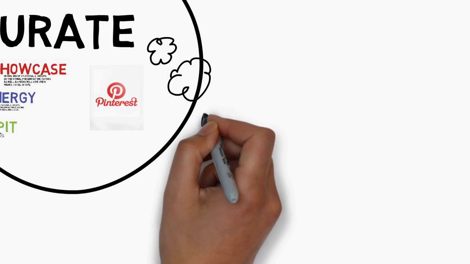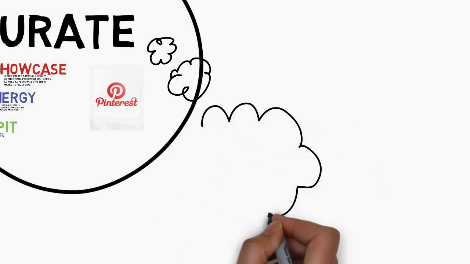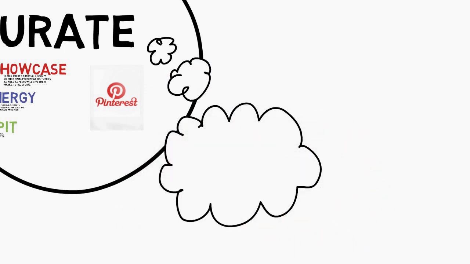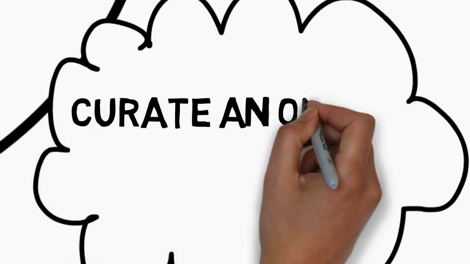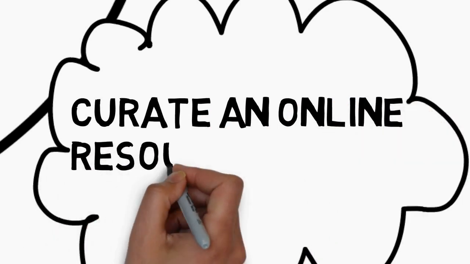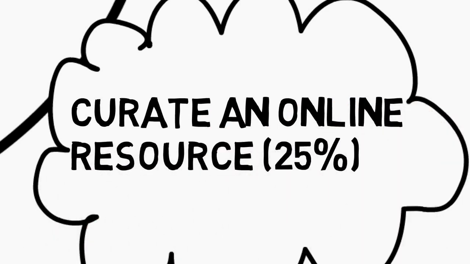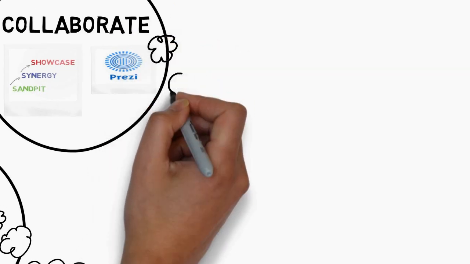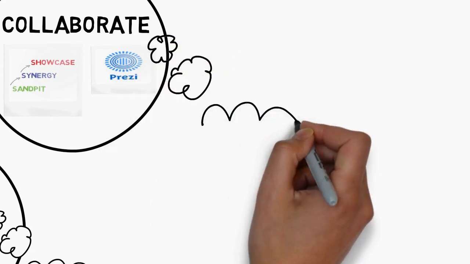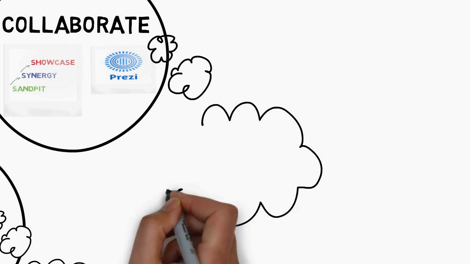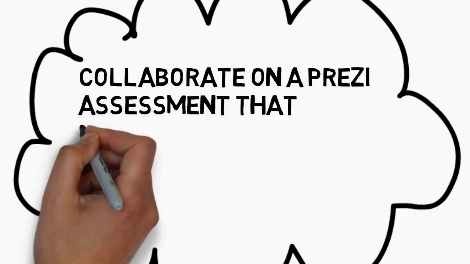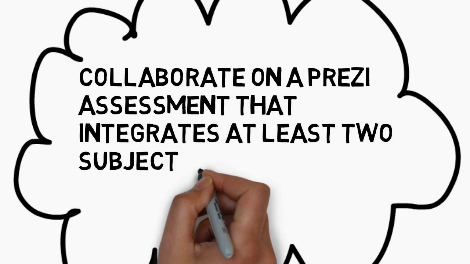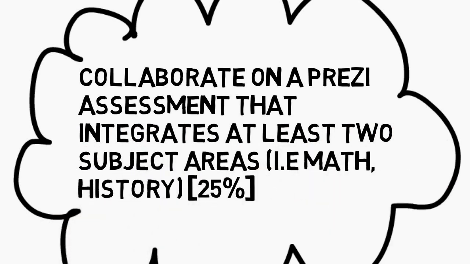For the curate block, the first block, the assessment task will be asking the groups to create an online resource using Pinterest, focusing on one subject area in the Australian curriculum. For the collaborate assessment task, again within the same groups, they will create an assessment task using Prezi, incorporating at least 2 subject areas, for example, maths and history. Again, this will comprise 25% of their final mark.